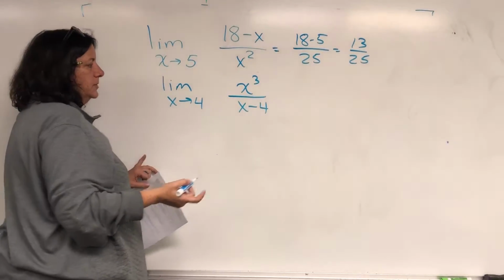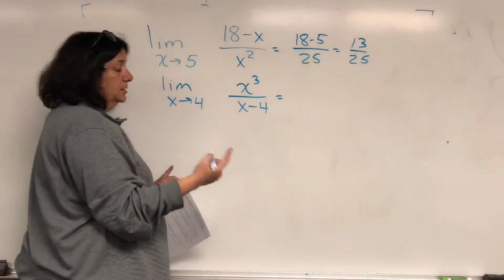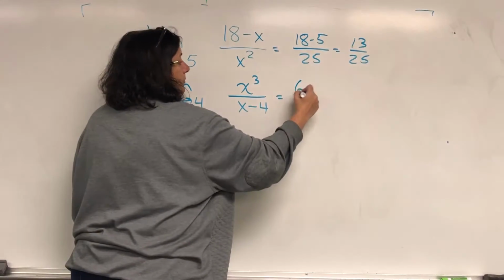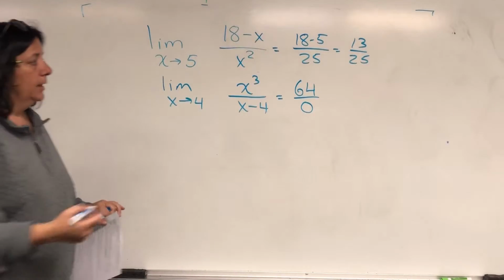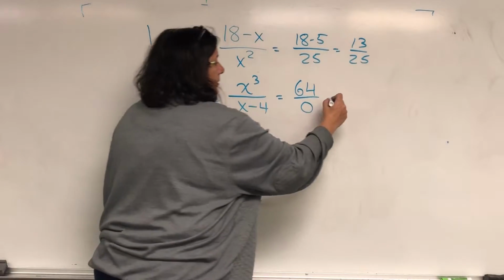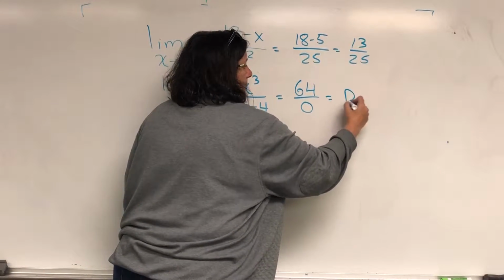If I do direct substitution here, I get a limit that does not exist. 4 to the power of 3 is 64. 4 minus 4 is 0. This is a vertical asymptote. Therefore, the limit does not exist.